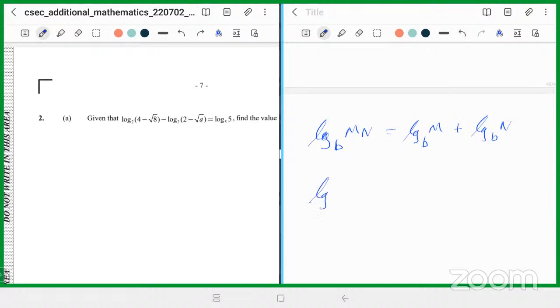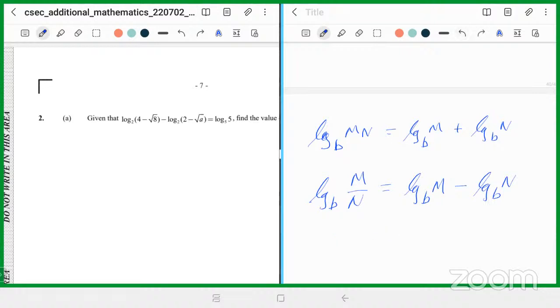Then the log to base b of a quotient, M over N. We take the difference, it becomes the log to base b of M minus the log to base b of N. That's when they're the same base. You have to know the law this way, and you have to know the law this way.